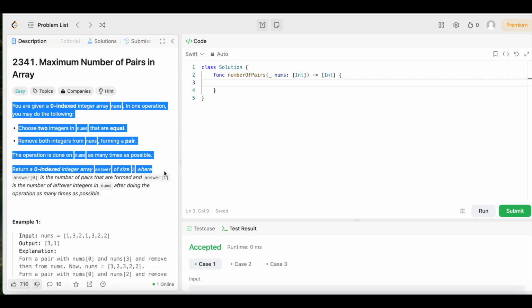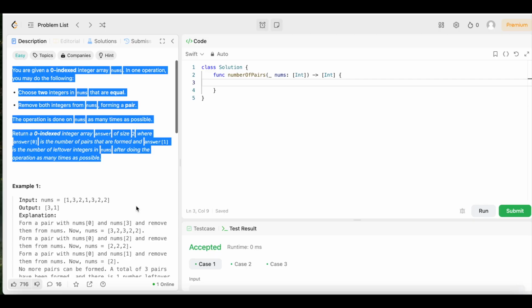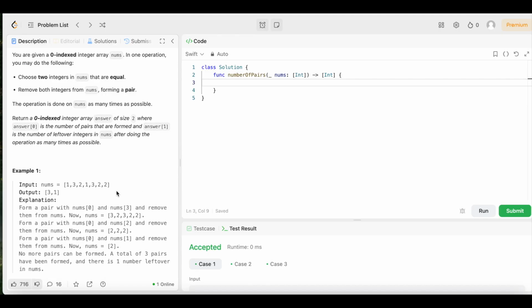Return a zero-indexed integer array answer of size 2, where answer[0] is the number of pairs that are formed and answer[1] is the number of leftover integers in nums after doing the operation as many times as possible. All right, y'all, that sounds simple enough, but I can understand how it still may be difficult to understand. So let's go ahead and take a look at these examples just to make sure we're doing this problem correctly.